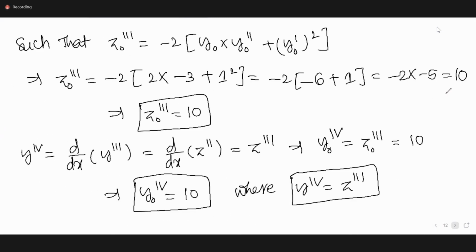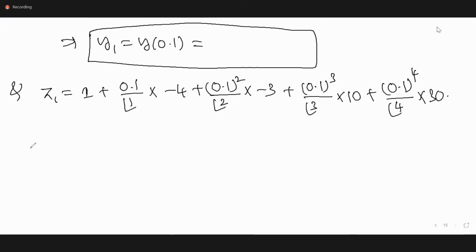Okay, so y1 is equal to 2.04808. Sir, 2.084. That's it, sir, 2.084. Up to 4 decimals, 49, sir, 4916. Okay.